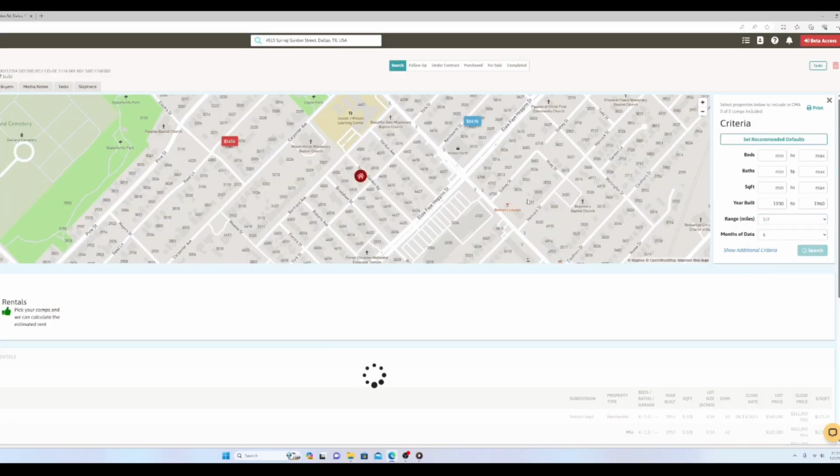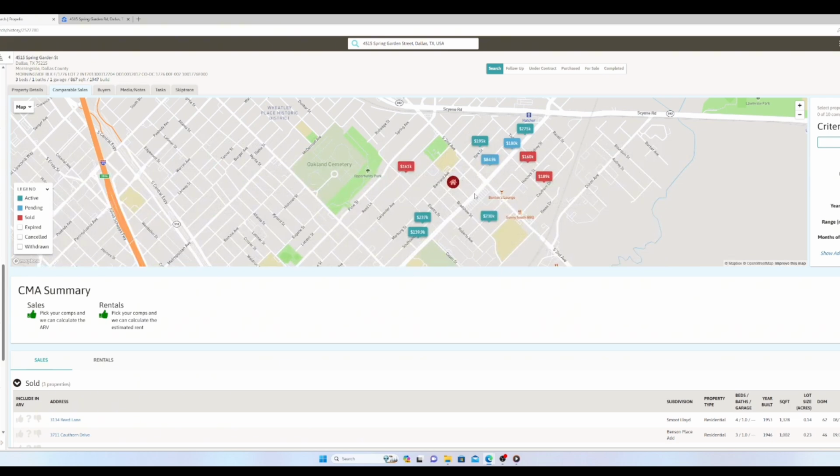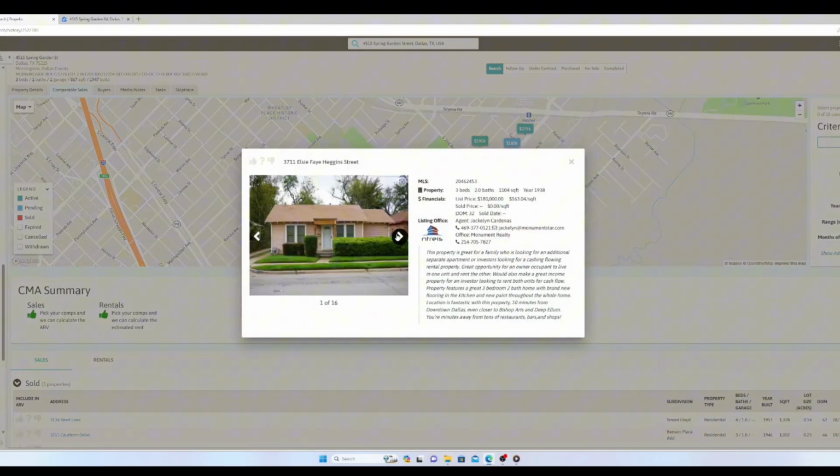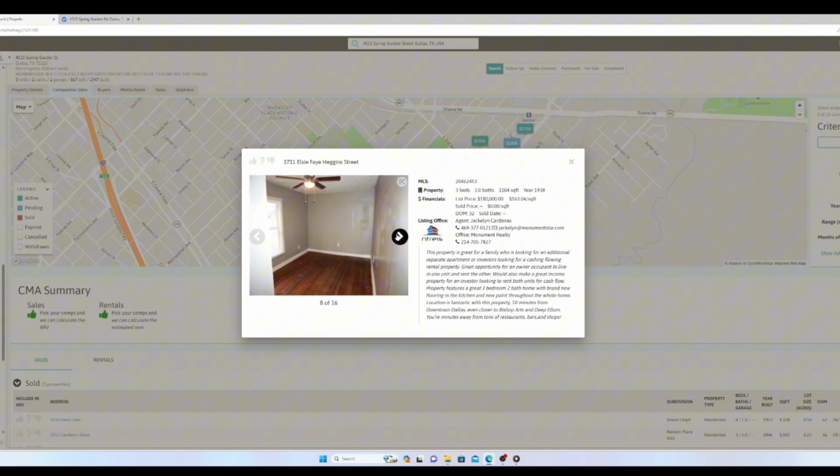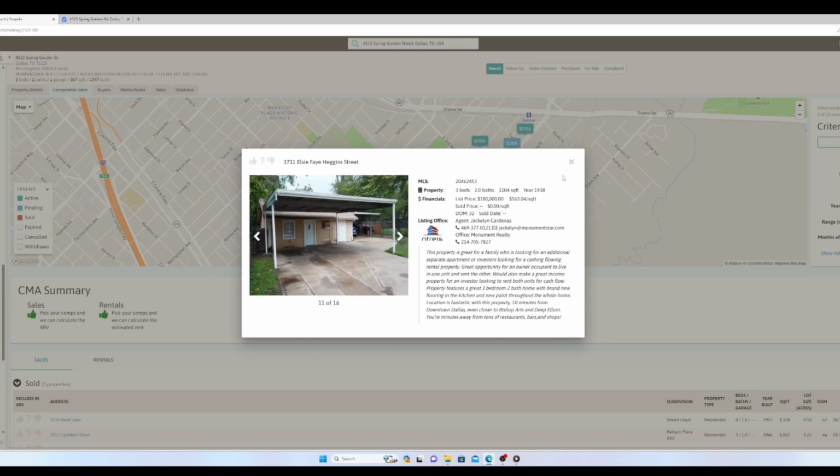Let's go a half a mile out. This one is a little hard to comp. Okay. This is a 3-2, 1,100 square feet.